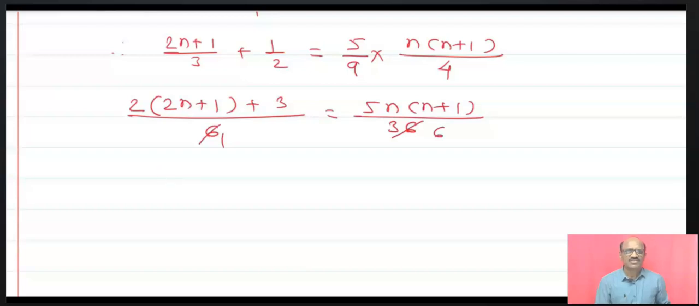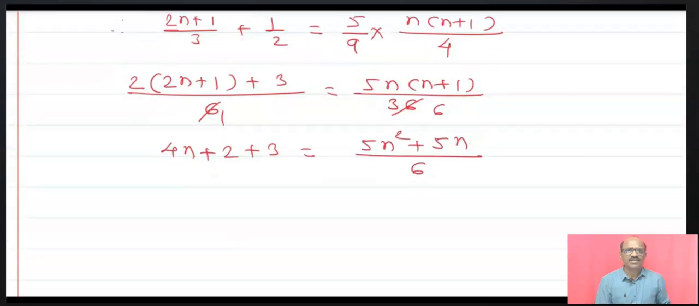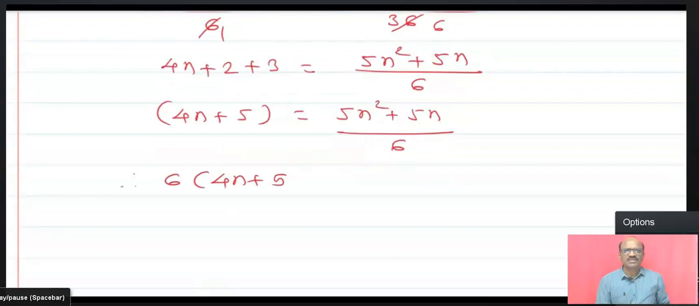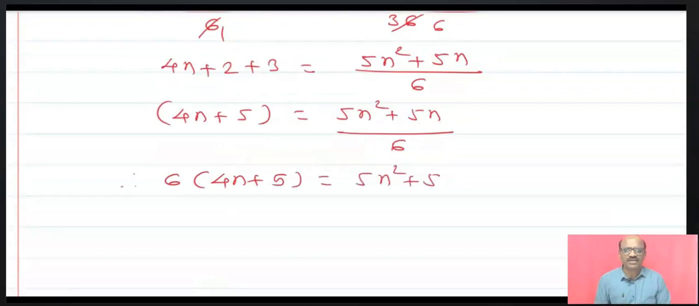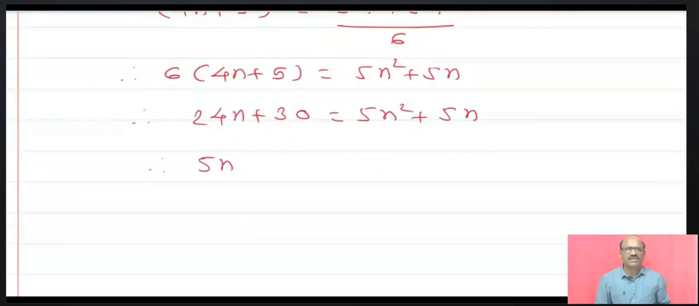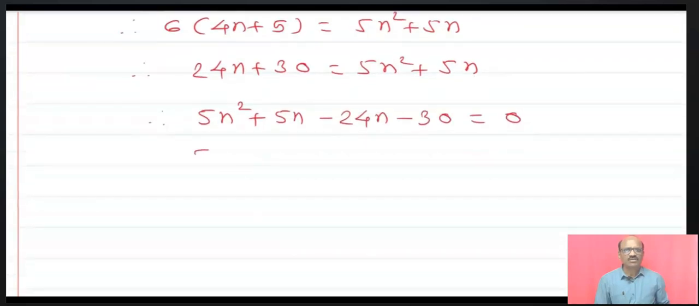This is the cancellation of the terms. That is 4n plus 2 plus 3, equals 5n square plus 5n upon 6. That is 4n plus 5 upon 6. Now cross multiplication: 6 in bracket (4n plus 5) equals 5n square plus 5n, which is 24n plus 30 equals 5n square plus 5n. So 5n square plus 5n minus 24n minus 30. This is the normal quadratic equation.